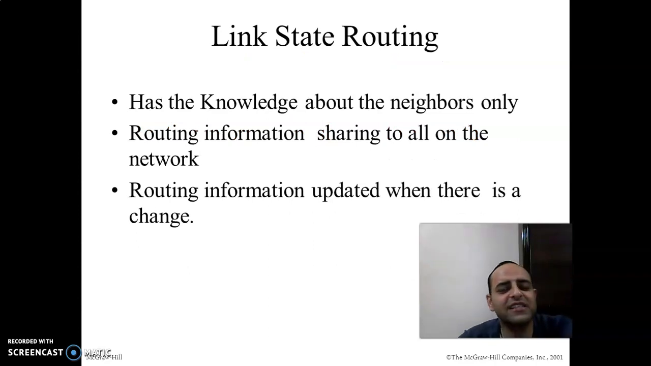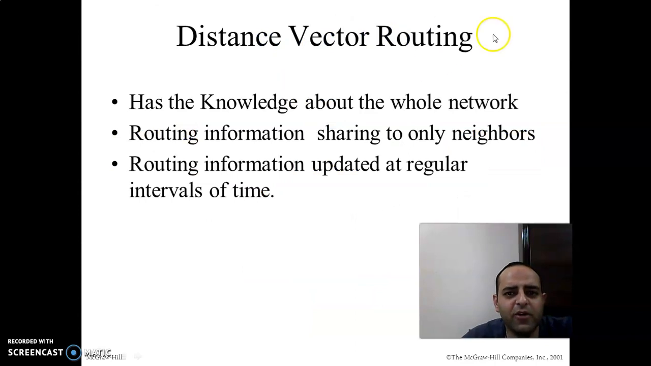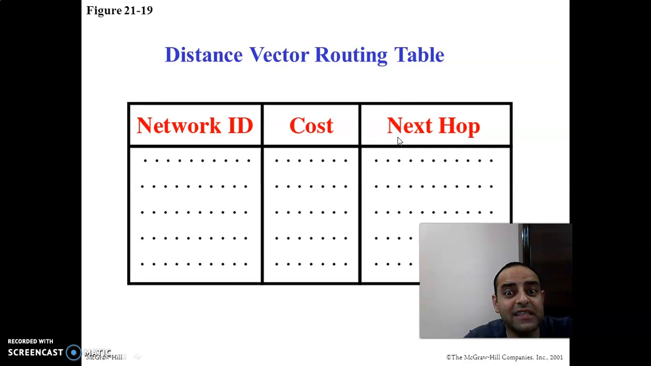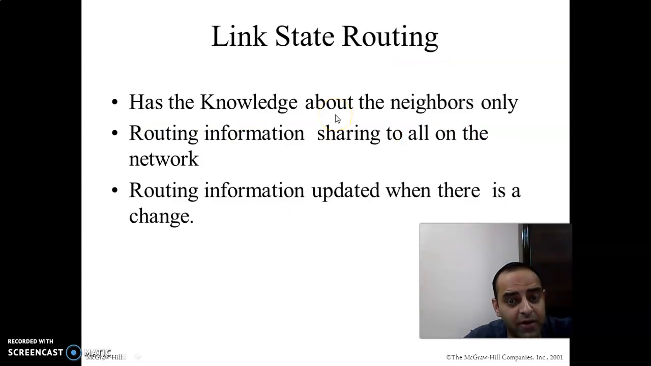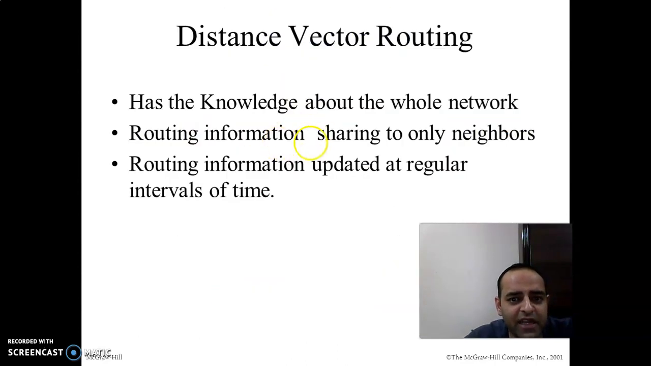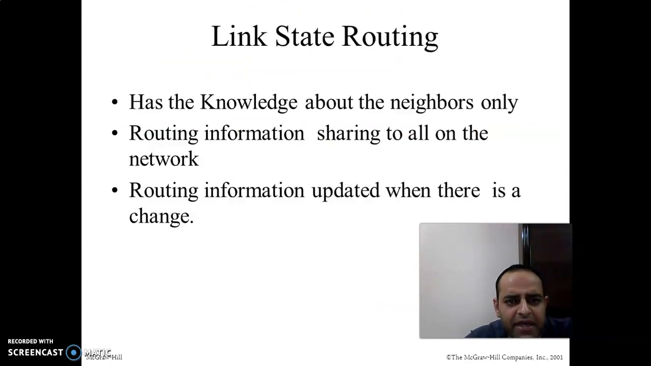And link state routing is just the reverse of distance vector routing. In that case, we had knowledge about the whole network, but we were sharing only with the neighbors. Here it is reverse. We have information only about the neighbors, but we will share it with all on the network. Third difference: we had routing information updated at regular intervals of time. But in case of link state routing, the routing information will be updated when there is a change.